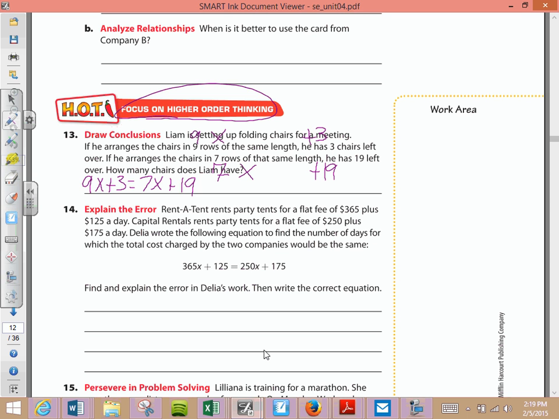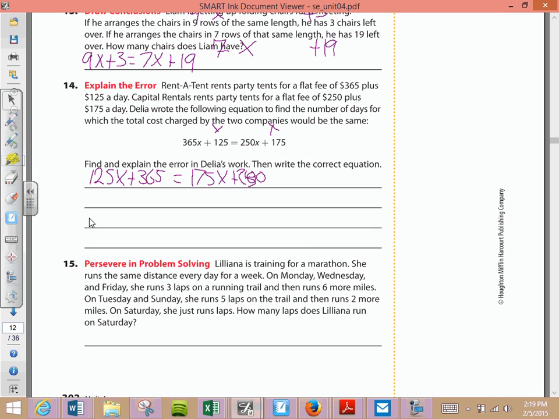Look at it. The 365 isn't... Those are the x, right? She flipped them. It was supposed to be 125x plus 365 equals 175x plus 250. She did not know which one was the variable. Do we have any questions on that one?